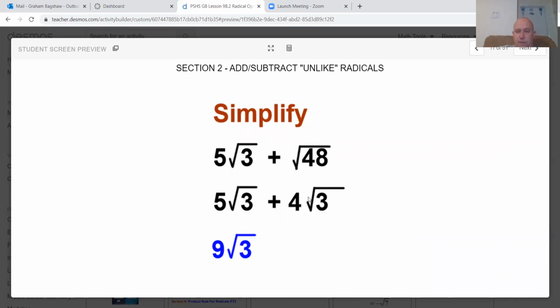So once you've simplified this radical like you did last lesson, notice now that they have the same radical, and therefore you can just add the coefficients together. So 5 add 4 would give you 9.